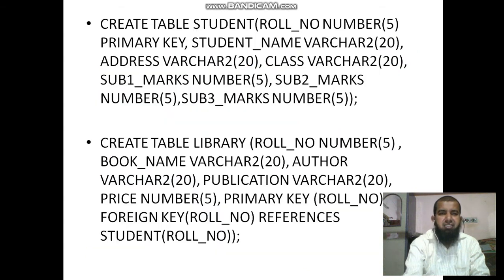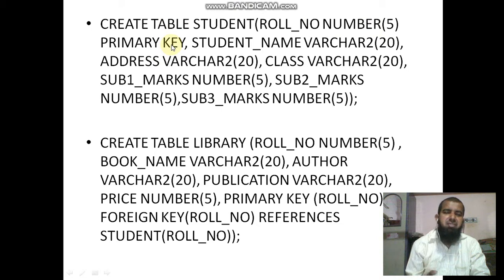First, you have to create student table and library table. How to create student table? Create table student. The name of the table is student. What are the column names? What are the field names? Roll number, definitely it is a number. It contains only numbers. It is a primary key.